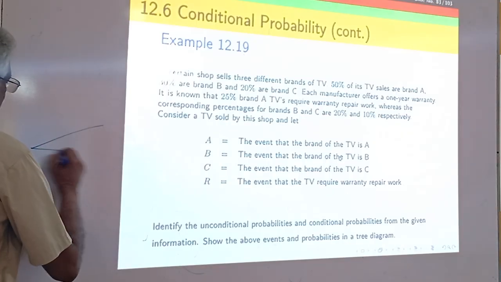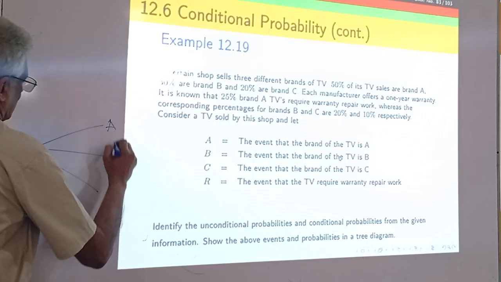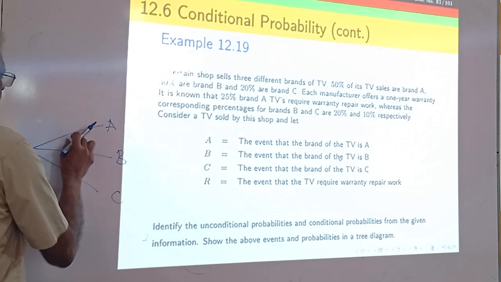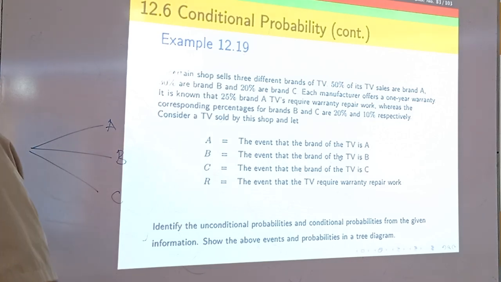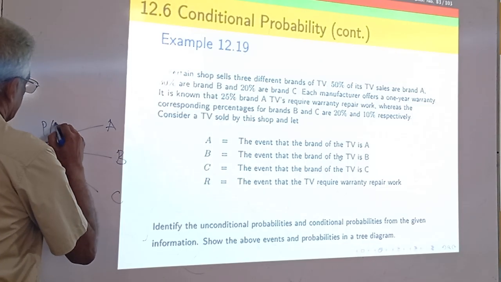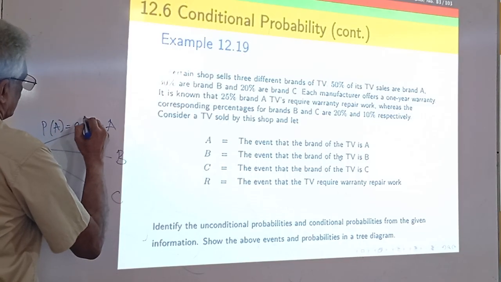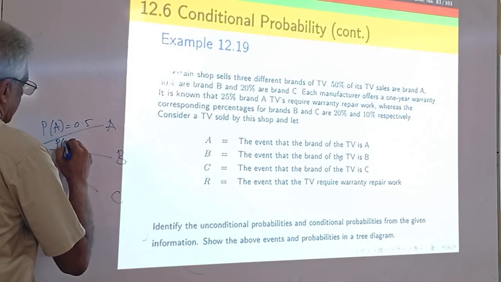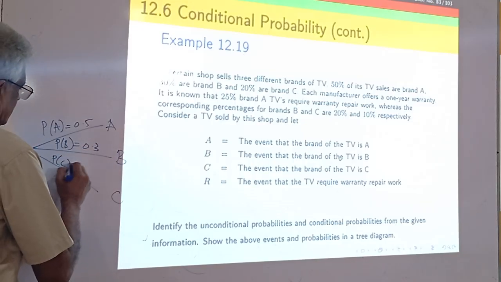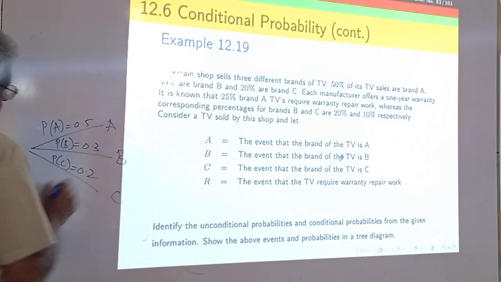So any TV can be A, or B, or C. Usually people just write down the numbers on top of that, like for example 50%, 20% and 30%, right? But it's better to write down the probability of A. Probability of A is equal to 0.5, probability of B is equal to 0.3, probability of C is equal to 0.2.